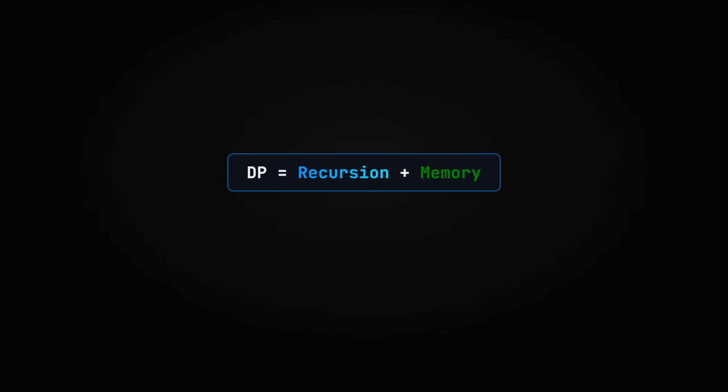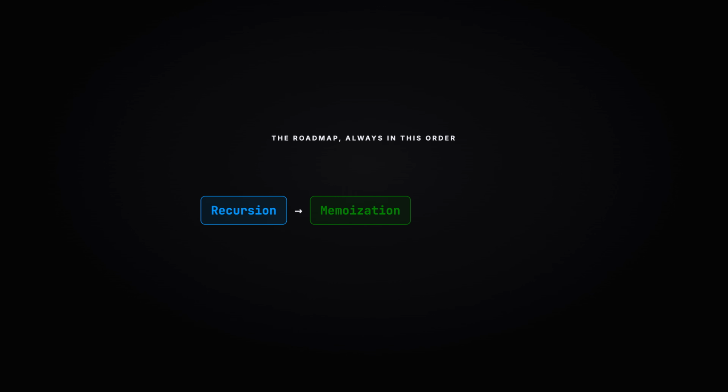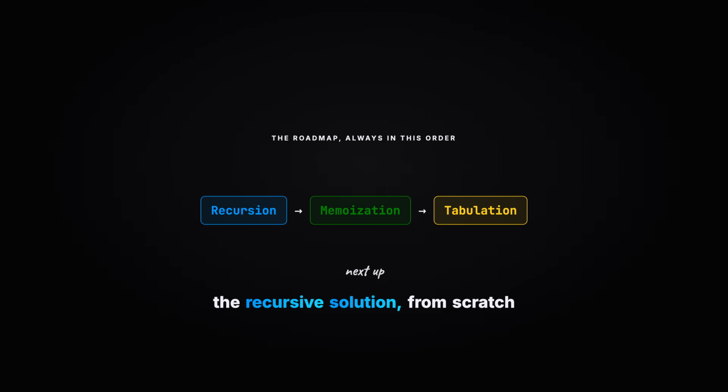So the first step is always the same. First, build the recursive solution. Once the recursive logic is correct, we optimize it using memoization, which simply stores previously computed answers. Finally, we convert that recursive solution into tabulation if needed. So our roadmap never changes. Recursion, then memoization, then tabulation. In the next video, we will start writing the recursive solution for the 0-1 knapsack problem from scratch. Once we understand the recursion, everything else will naturally fall into place.